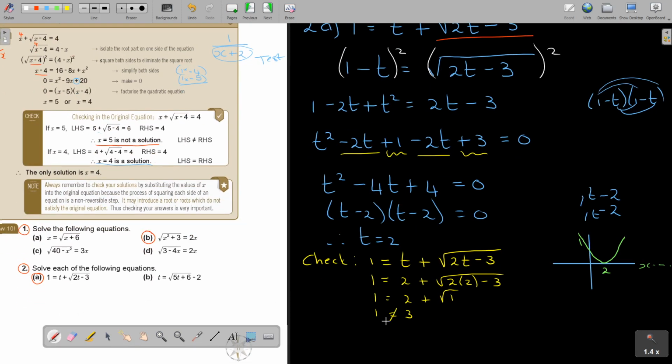Oh, this is interesting. So therefore, this equation has no solution. There is no solution to the equation. It can happen. Okay. So don't always think that you have to get the answer. If it doesn't work, then you just end by saying there is no solution to the equation.